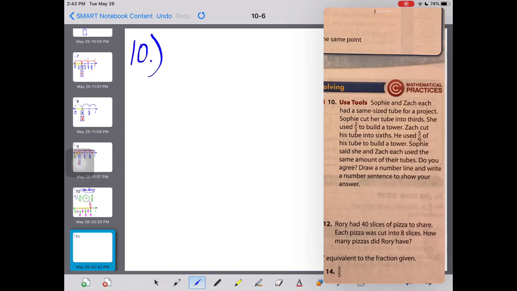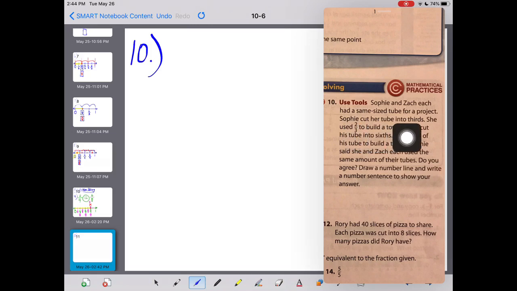Let's take a look at number 10 now. This is going to be kind of similar. It says that Sophie and Zach each had the same sized tube for a project. Okay? That's important. They have the same size tube. So they're comparing the same tube, two tubes of the same size.